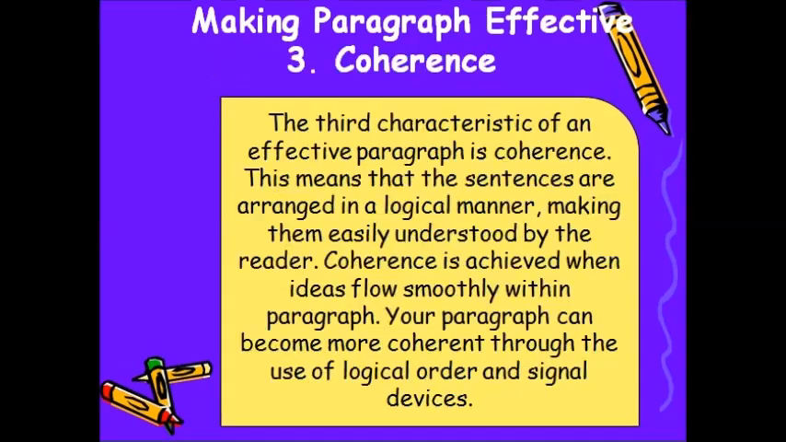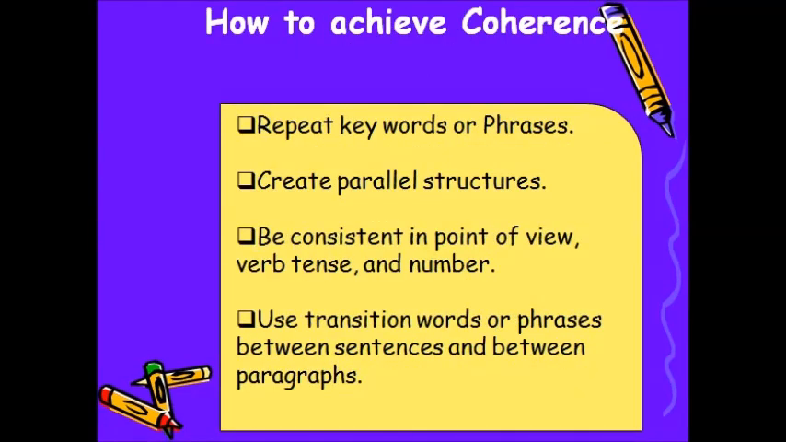The third characteristic of an effective paragraph is coherence. This means that the sentences are arranged in a logical manner, making them easily understood by the reader. Coherence is achieved when ideas flow smoothly within the paragraph. Your paragraph can become more coherent through the use of logical order and signal devices. Now, how can we achieve coherence in a paragraph?